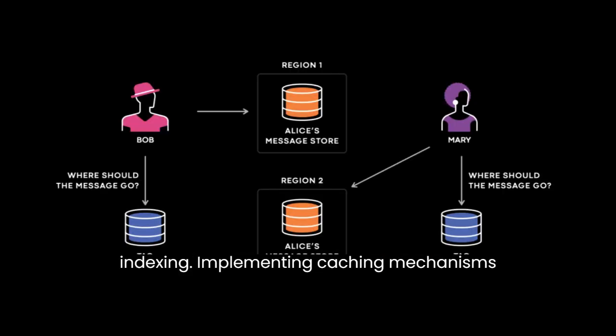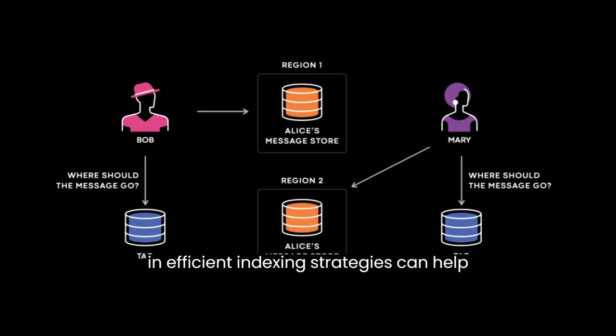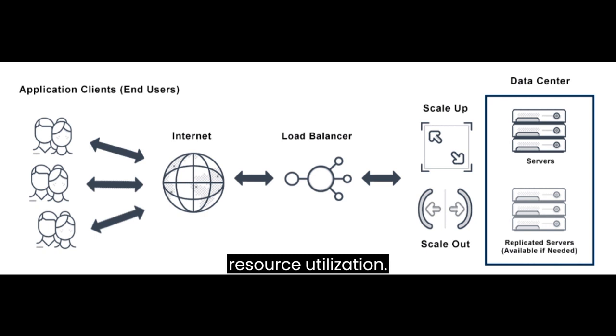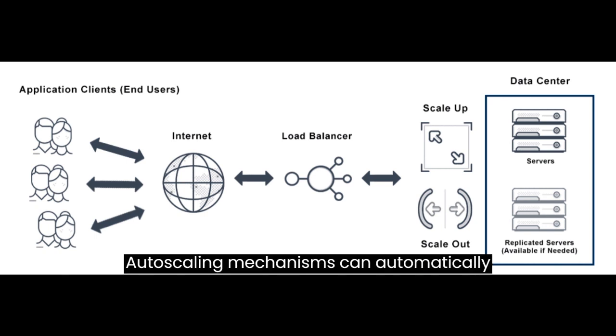Caching and indexing. Implementing caching mechanisms and efficient indexing strategies can help improve data retrieval performance, especially when dealing with large datasets. Monitoring and auto-scaling. Implement robust monitoring solutions to track system performance and resource utilization. Auto-scaling mechanisms can automatically adjust resources based on predefined thresholds or triggers to ensure that the system remains responsive and cost-effective.